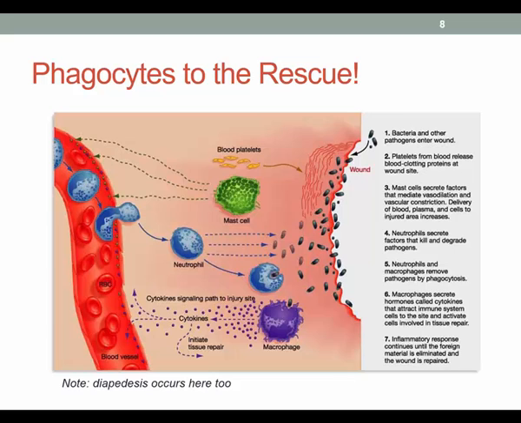Phagocytosis is one of the best things about inflammation that occurs. A good example here, a good picture of this white blood cell moving out of a blood vessel, that's called diapedesis. And only white blood cells can do that. It's kind of amazing.